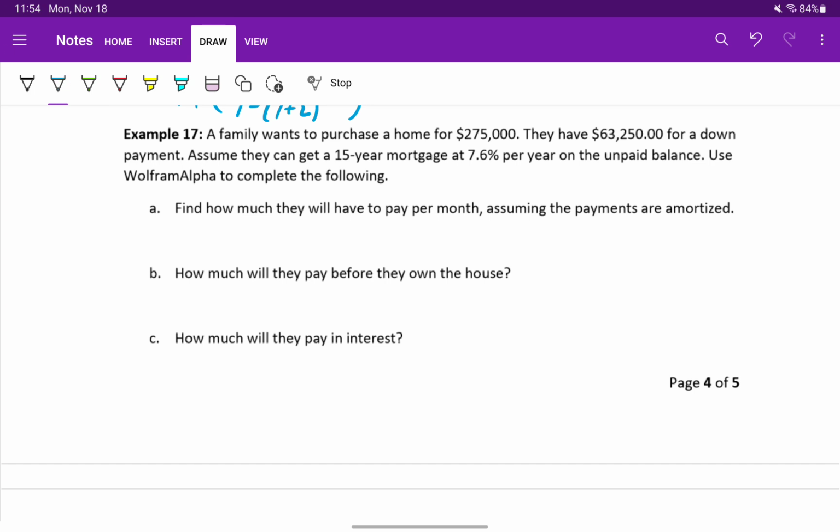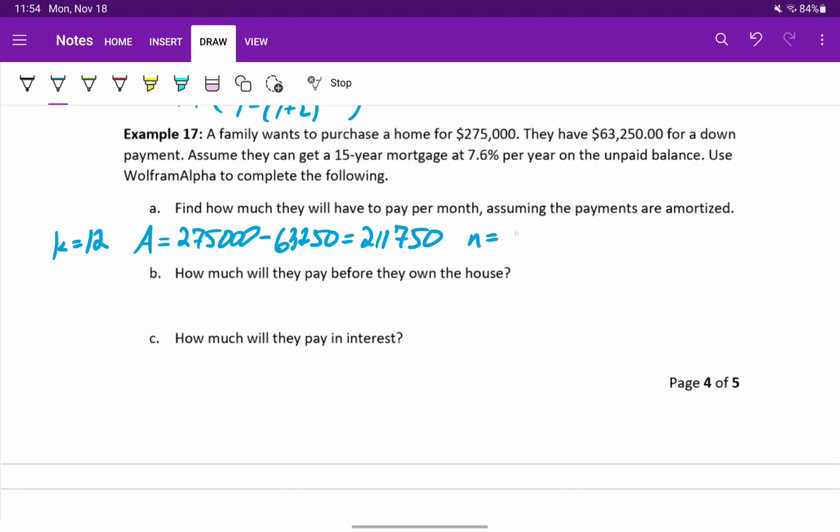If we're talking about paying per month, that means that value for K above is going to be 12. There are 12 compounding periods or 12 pay periods. The value for A is going to be the value of the house, $275,000 minus the down payment of $63,250, meaning the loan amount will be for $211,750.